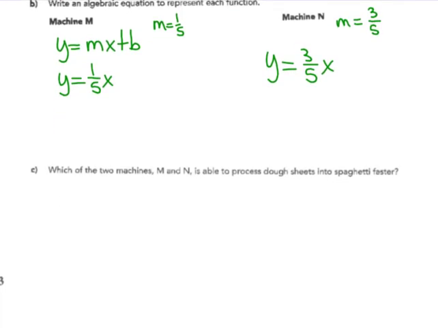Which of the two machines, M and N, is able to process the dough sheets into the spaghetti faster? Well, machine N is. Machine N has a greater rate of change, 3/5, right?